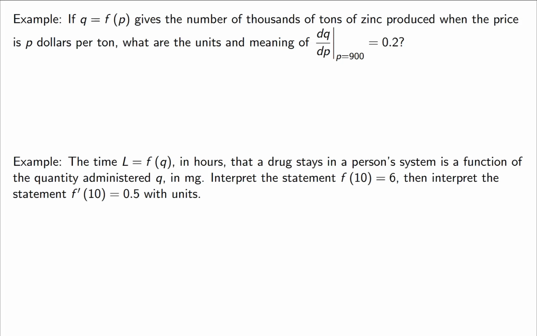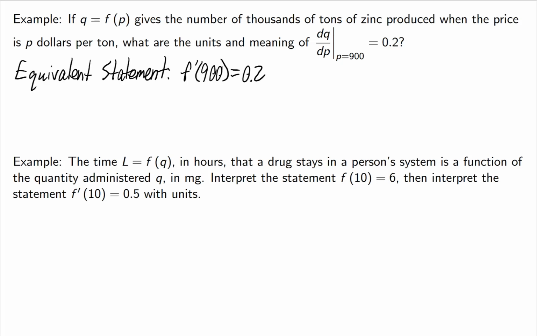And then we've got this weird notation. Let's start off by changing it to one that we're more familiar with. So our equivalent statement would actually be F prime of 900 is equal to 0.2, and the 900 is a price. This is a price in dollars per ton. Now the units of this are going to be a little bit strange, so let's just write it down. So we're looking at 1,000 tons out of dollars per ton.